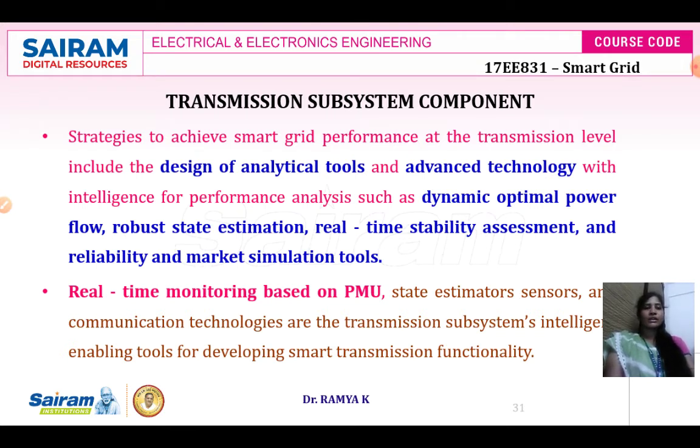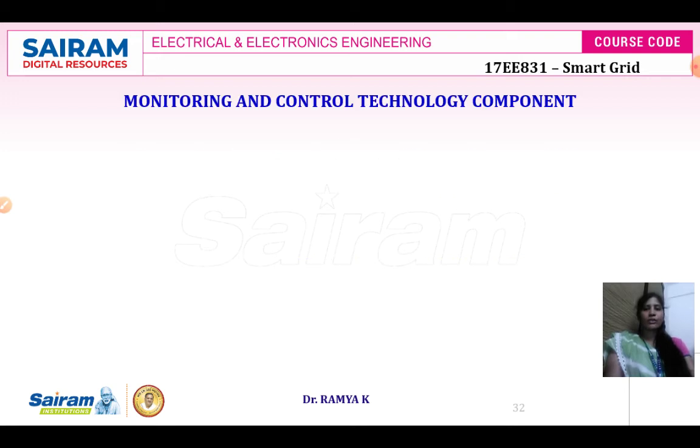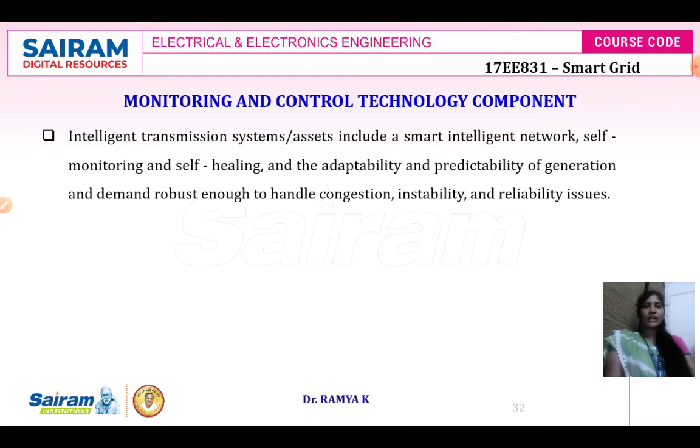The next component is monitoring and control. Monitoring and control technology component. To monitor we need a smart meter, and to have control technology we need the data from the data system operator. So this monitoring and control technology component will have an intelligent transmission system, and that includes a smart meter network, self-monitoring network, and self-healing network.